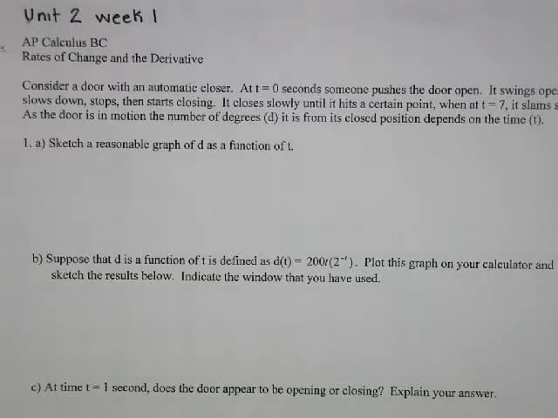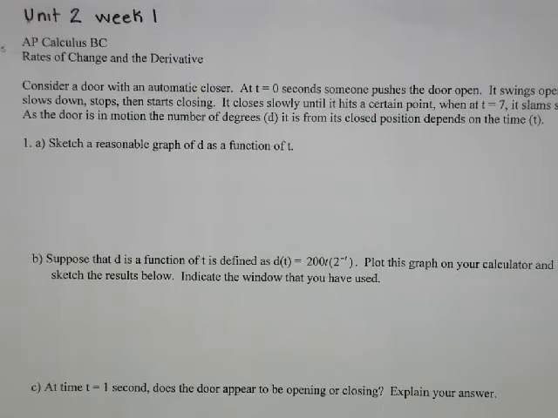Today we're going to be talking about rates of change and the derivative. So first example, consider a door with an automatic closer. At t equals 0 seconds, someone pushes the door open. It swings open, slows down, stops, then starts closing. It closes slowly until it hits a certain point. When t equals 7, it slams shut.